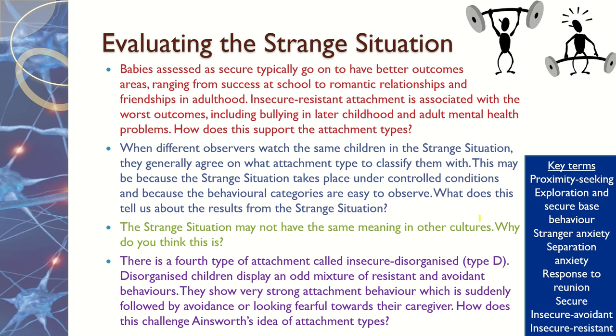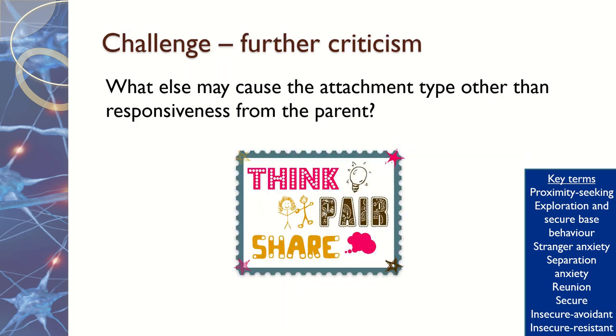Now, after this original study, a fourth attachment type was suggested, which is insecure disorganised, and this is children who are sometimes resistant and sometimes avoidant and can't really be classified into one or the other. This suggests that Ainsworth's original idea of just having three may not be right, and she needs to consider this fourth approach. So maybe the theory lacks some validity because it's not wholly explaining every child's behaviour.